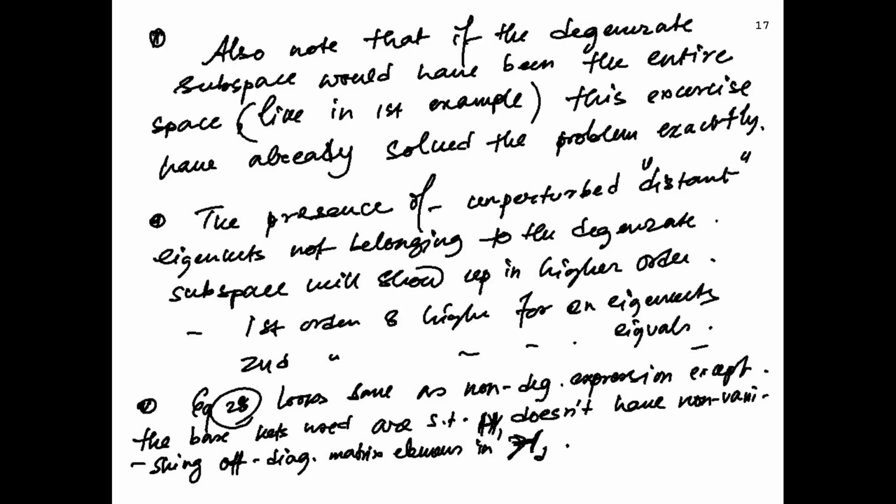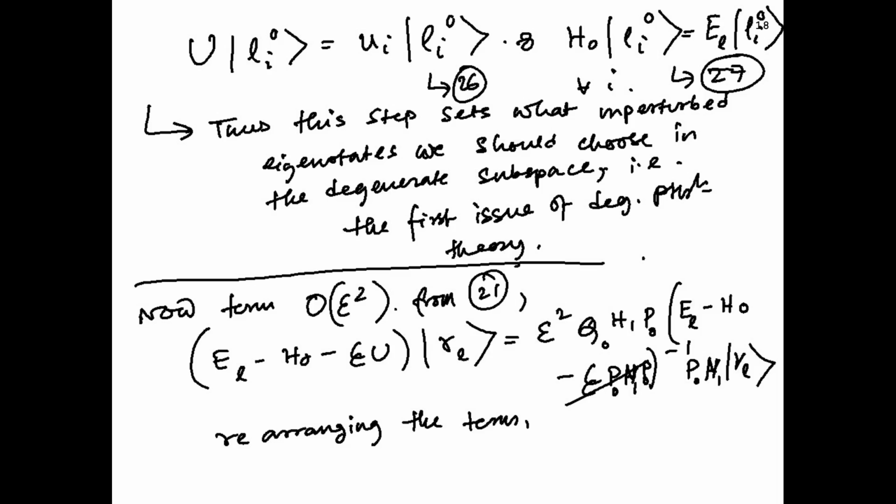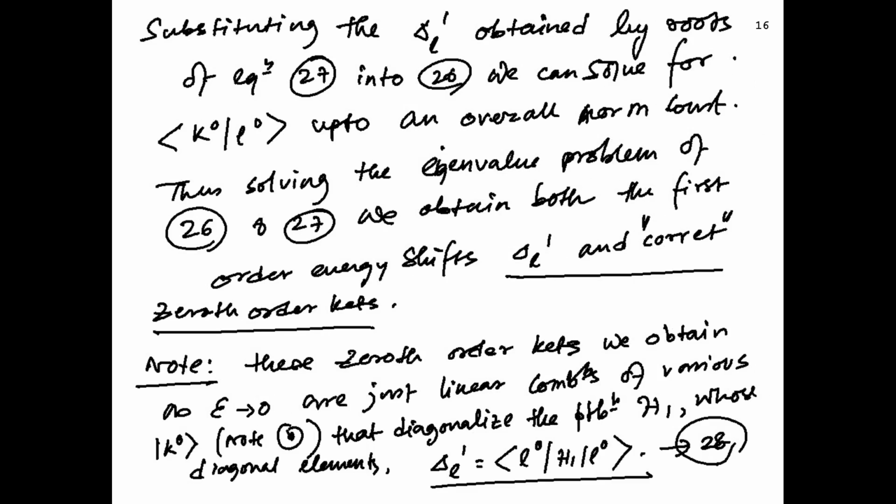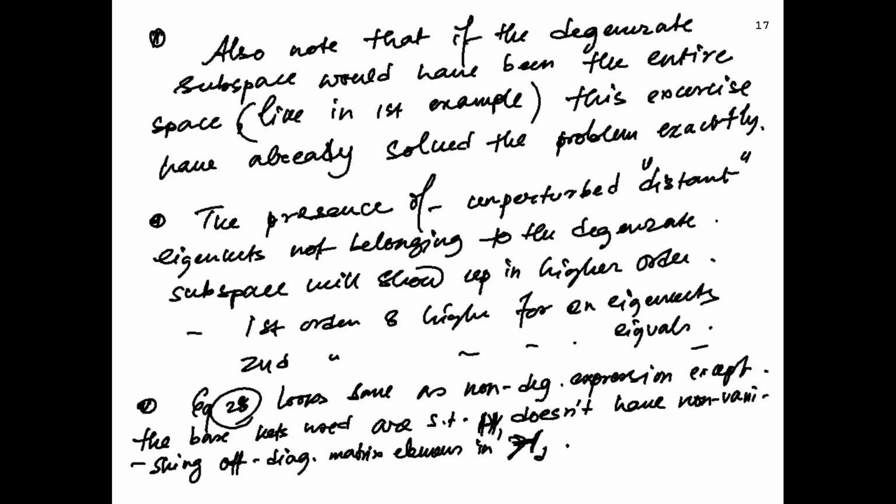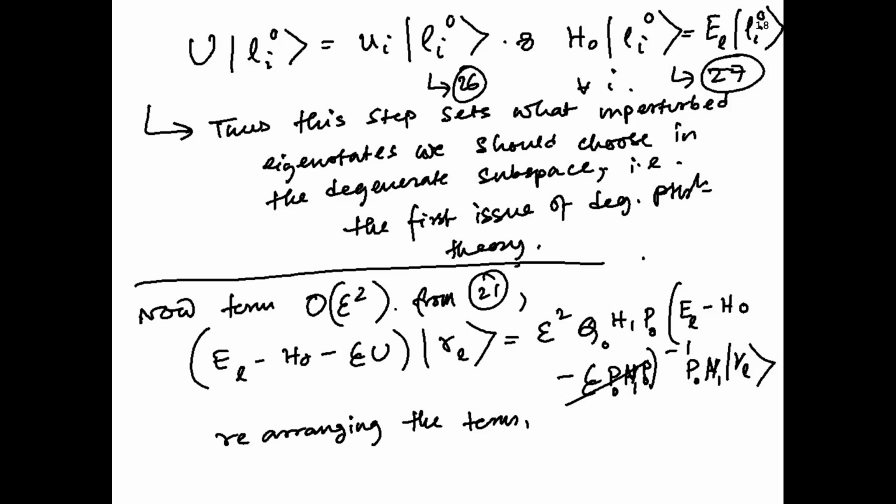As we discussed already, equation 28 looks the same as the expression in non-degenerate perturbation theory, except the bases are not the same L naughts; they are the correct L naughts. Now, with that discussion, let us try to further simplify the notation and find the exact form of this, which we finally use in various problems.